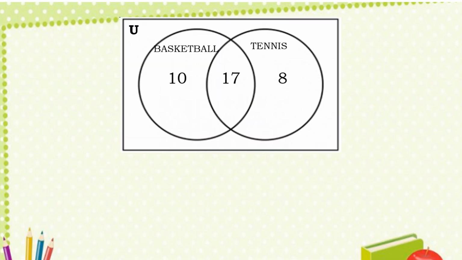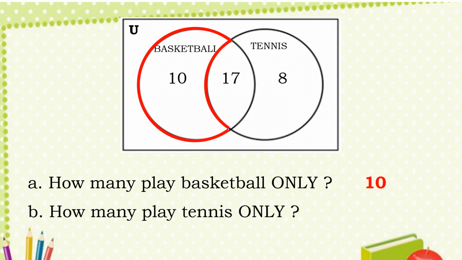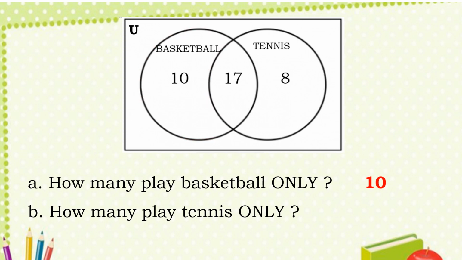Now, we can solve for the following questions. How many play basketball only? So, ibig sabihin, they are people who play basketball but not tennis. So, this refers to this section, and that is 10. Letter B, how many play tennis only? This refers to people who play tennis but not basketball. And that refers to this part. The answer is 8.